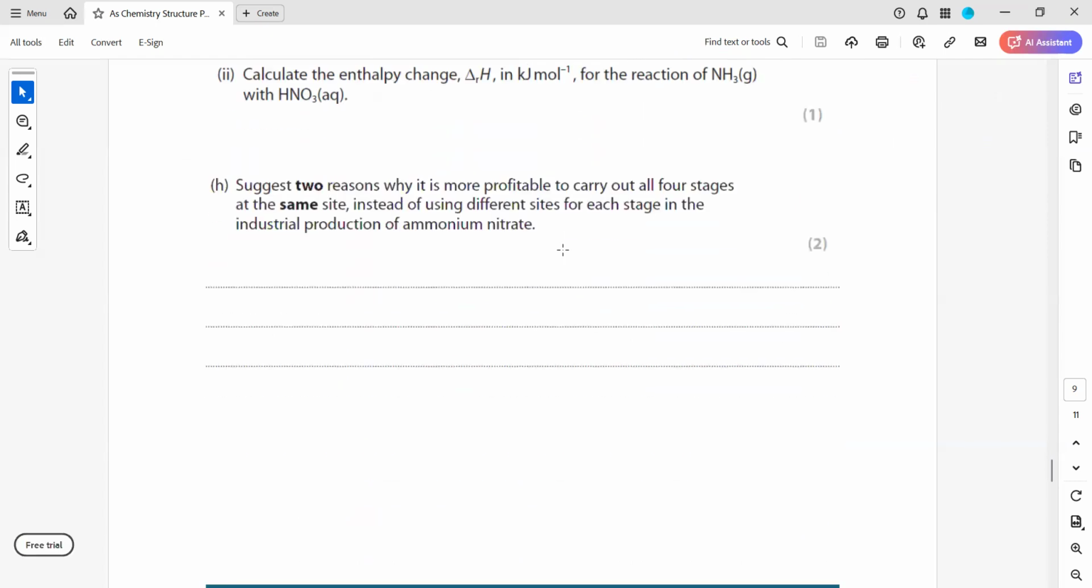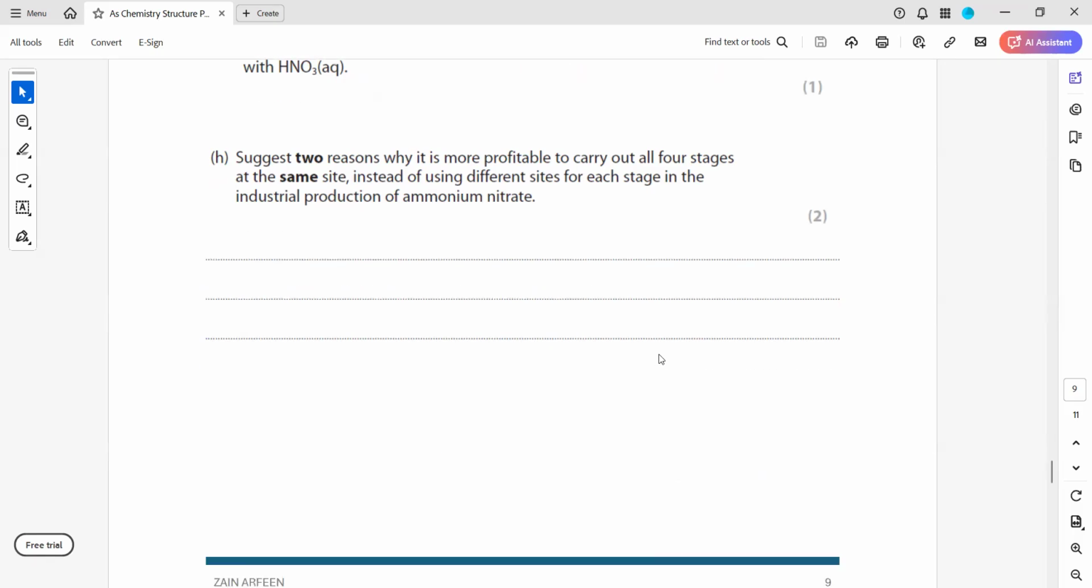Part H, any doubt? Suggest two reasons why it is more profitable to carry out all four stages at the same site when we are manufacturing ammonium nitrate. So it is related to cost as well, like transportation costs will be prevented, and it is cheaper if it is done at one site.